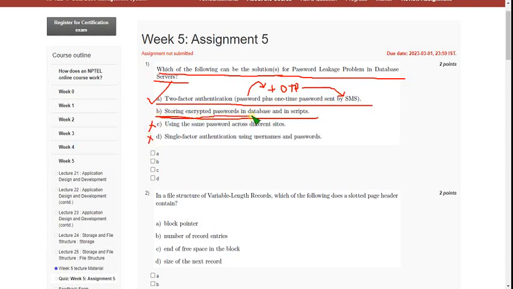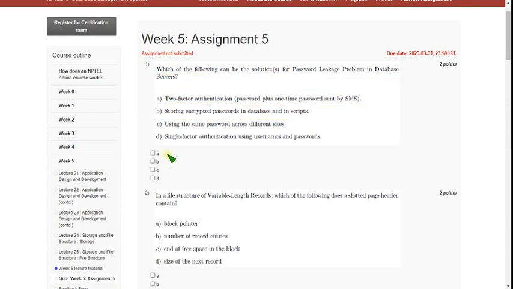Storing encrypted passwords in database and in scripts. It may also be the solution. So but A is confirmed. So if you want to take a step forward, you can apply both the solutions. Otherwise just stick with option A. Guys, if anyone knows the exact one, I mean whether option B is correct or not, you can please confirm in the comment section. Here I am going with both the options as correct one. A is definitely correct, but I'm not sure, I mean most probably I think B is also correct, but please confirm here in the comment section.